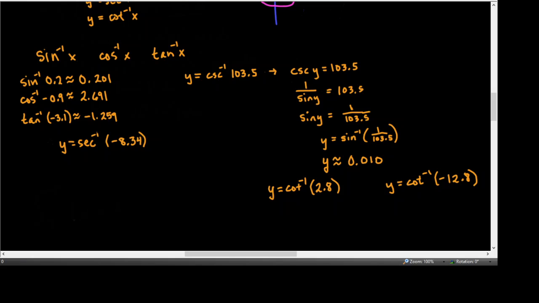All right, so let's see how you did with these. Since secant inverse is not a button on the calculator, I would suggest you rewrite this without the inverse, as secant of y equals negative 8.34. Take the reciprocal of both sides.